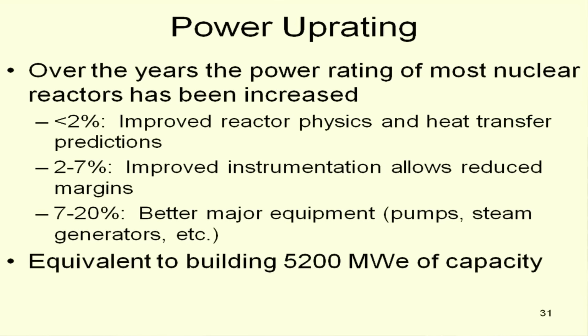But what they've got is, just because we know cross-sections better, we have better computation, improved reactor physics and heat transfer predictions over just the old correlations, they got about a 2% increase in power, and then improved instrumentation. In other words, being able to monitor more accurately what is actually happening in the reactor, which lets them run closer to the margin on the fuel, 2 to 7%. And then during outages and whatever, they've gone back in and installed better major equipment, more efficient pumps, more efficient steam generators, and gotten anywhere from 7 to 20%, depending on the plant.